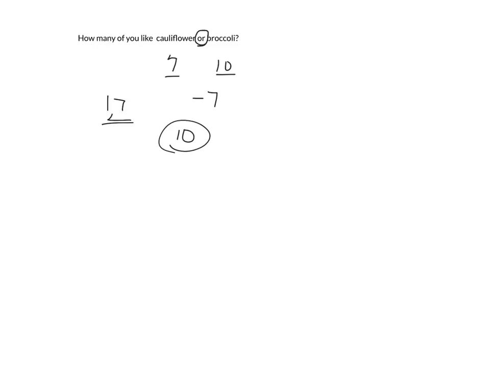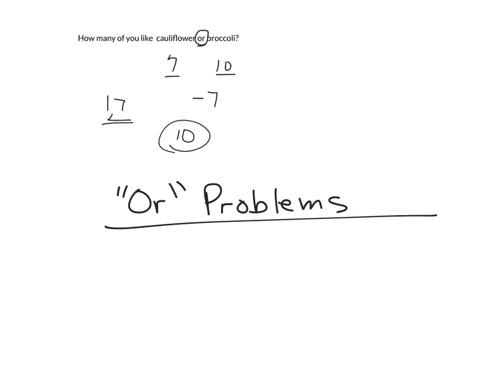I don't remember what letter we're on here, so I'm just going to forget that part. I'm going to put here or problems. And what we're going to do is use a formula. So every time we get an or problem, we're going straight to this formula. We're not going to try to think too much on our own. Just go to the formula. It'll save you problems. So the number of A or B, that's like saying the number of cauliflower or broccoli.